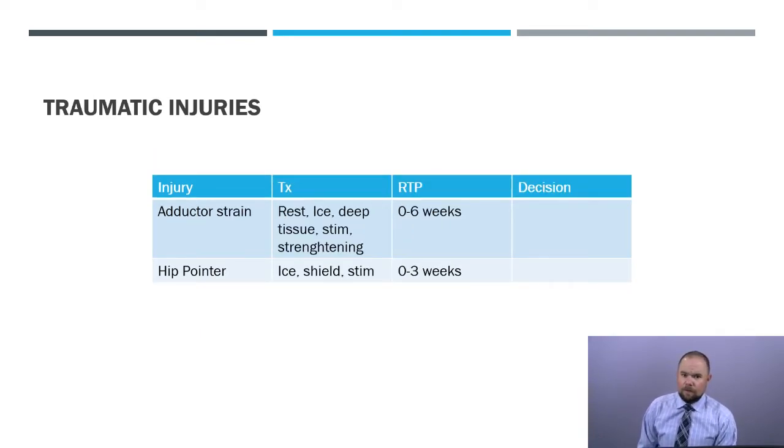Adductor strains typically do really well. It's just rest, ice. You can offload the lower extremity with crutches if they're limping, sometimes some deep tissue massage and strengthening, and a lot of times players or athletes get back in 0 to 6 weeks with these. Hip pointer, really just ice. There's a shield that the player can utilize when playing, especially a football player, to avoid having this occur again. And then some stimulation or anti-inflammatories, usually return to play within 0 to 3 weeks here.